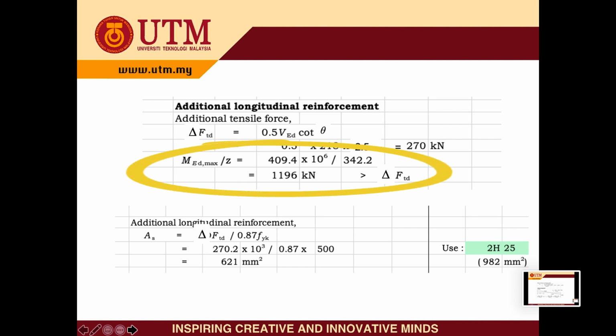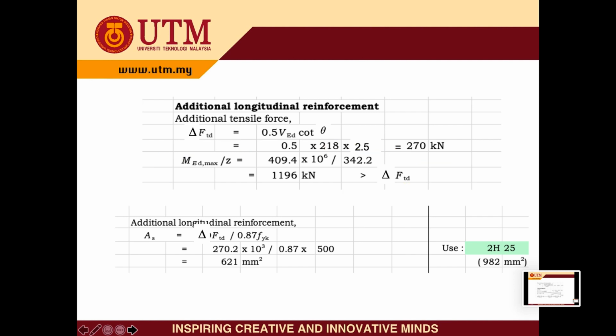And the additional tensile force we obtained must be compared with the force obtained from the moment divided by the lever arm Z. So in this calculation, the delta FTD is much less than the moment divided by Z. Consequently, we can calculate the area of the steel required by dividing delta FTD by the stress of the steel. So we can get 601 millimeter square. Or we can obtain the area of steel and the number of steel at the appendix, and it is 2H25, meaning that at the support at least 2H25 must be provided.